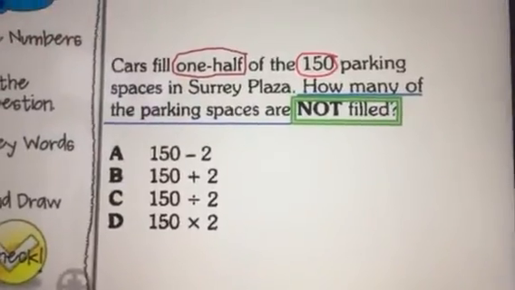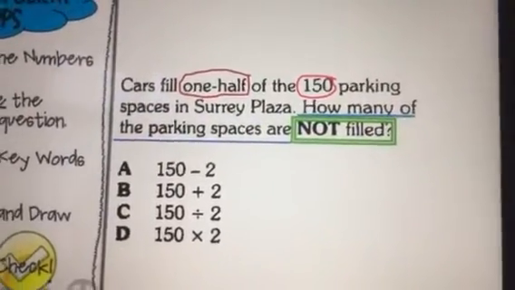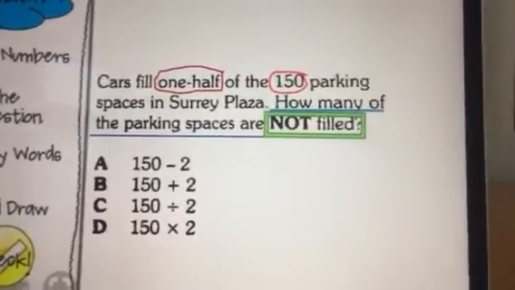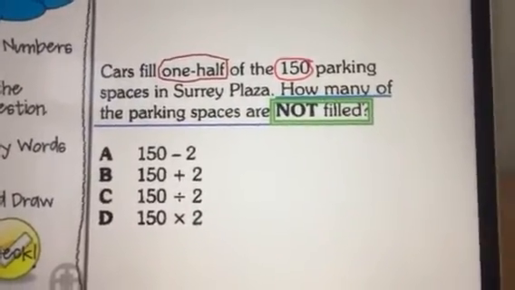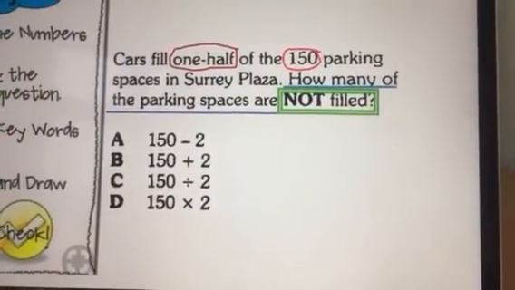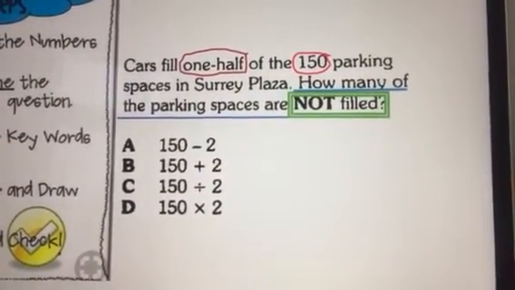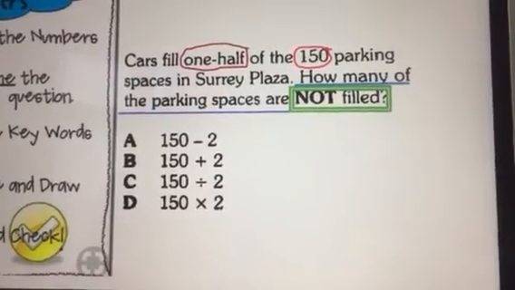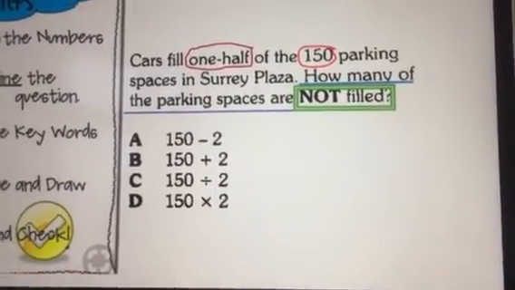So that will tell us right away that we are doing division. Half, division. Half of 150. That would be your question. That would be the correct answer in this case. That's how much is not filled. That's how many spaces are not filled.